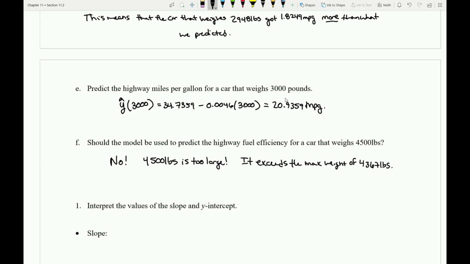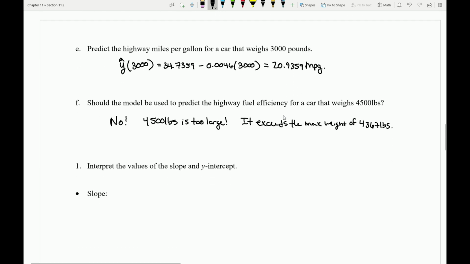Okay. So we'll pause this video here or stop the video here. And in the next video, we'll take a look at, I guess, the part labeled number 1 here, and talk about how we can actually interpret the values of the slope and the y-intercept of our line of best fit.